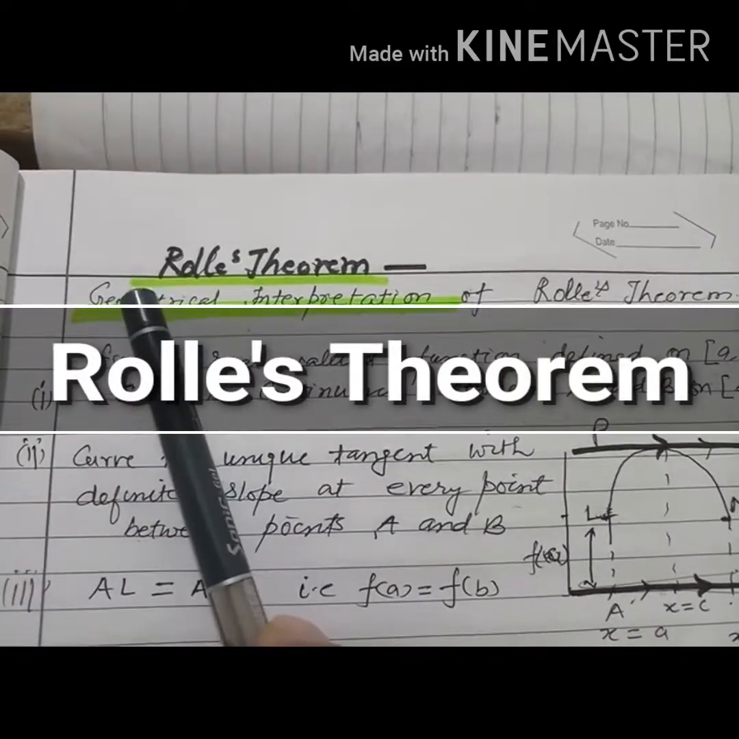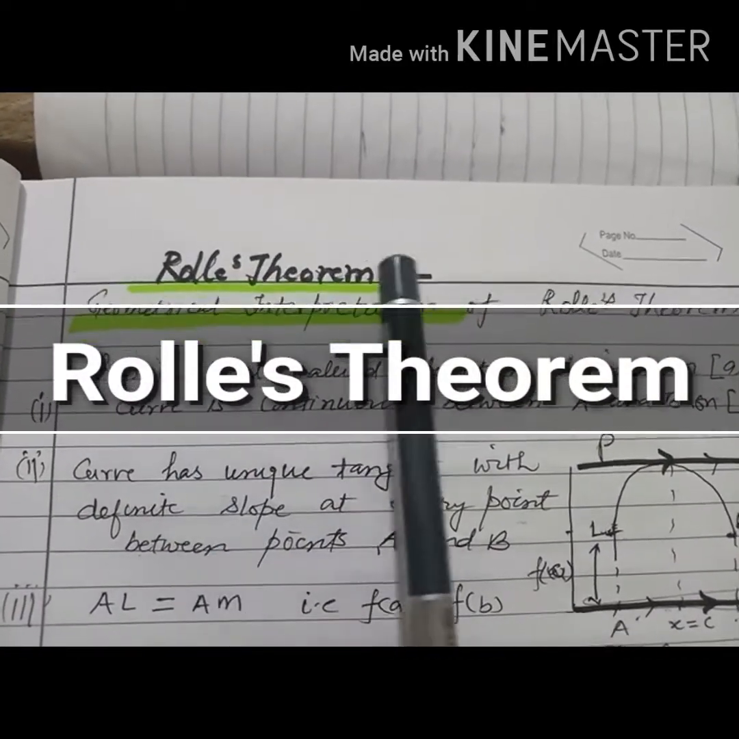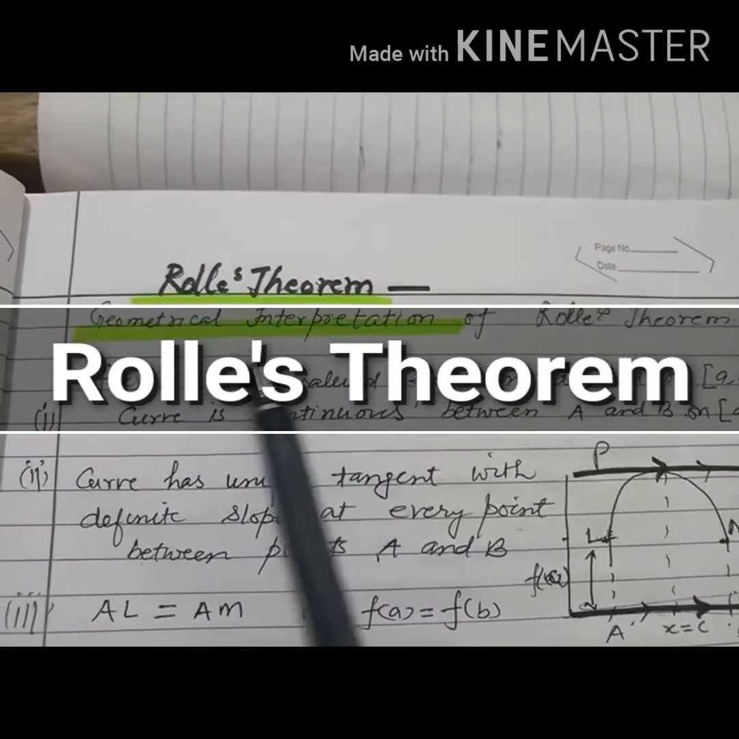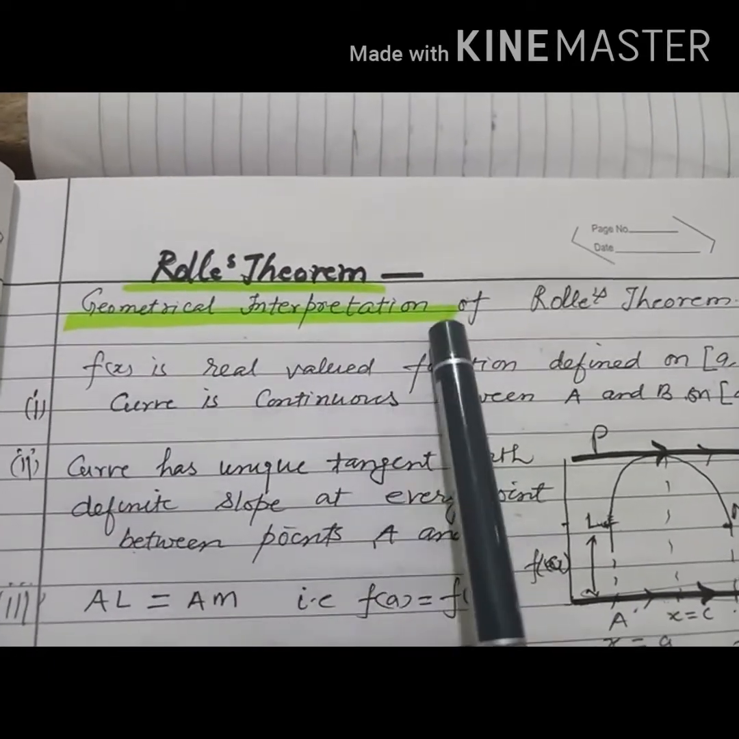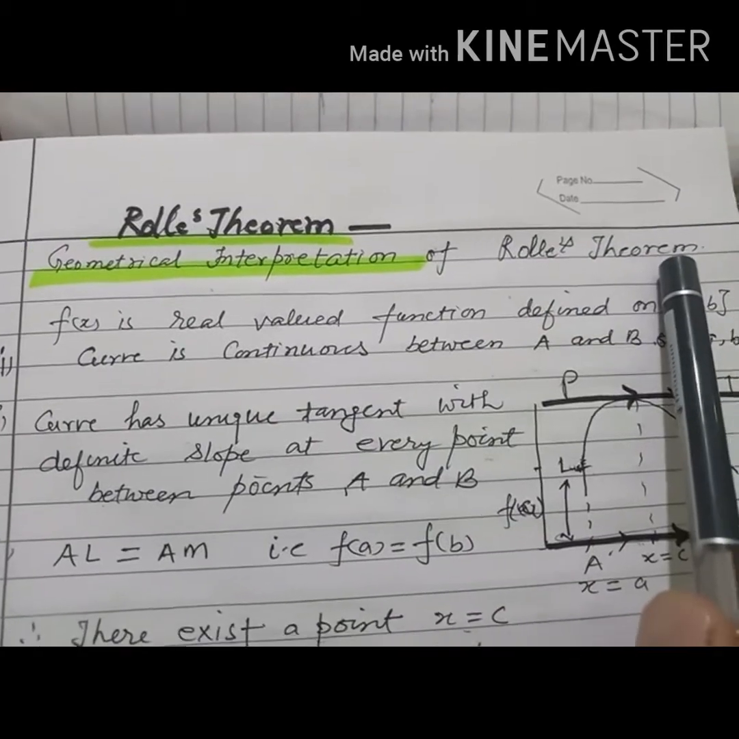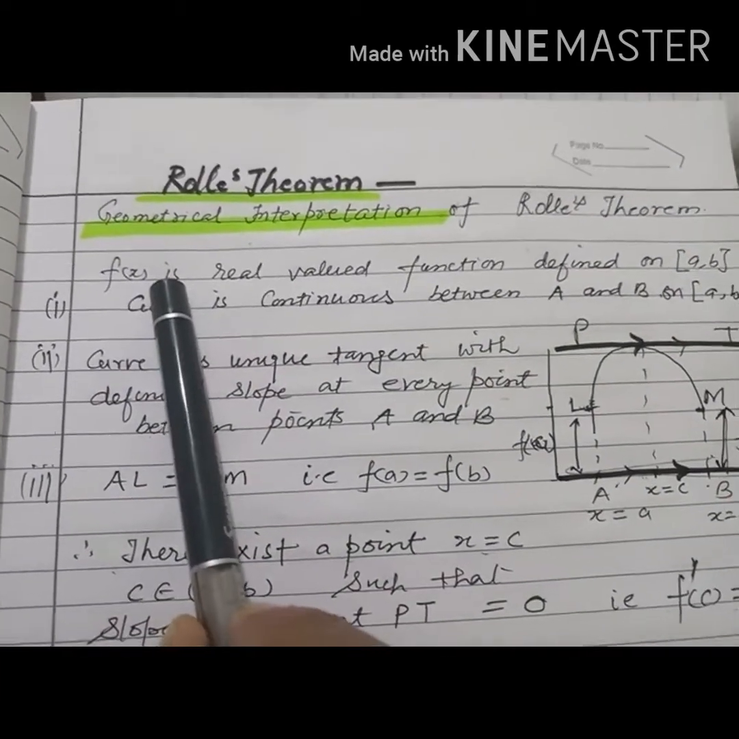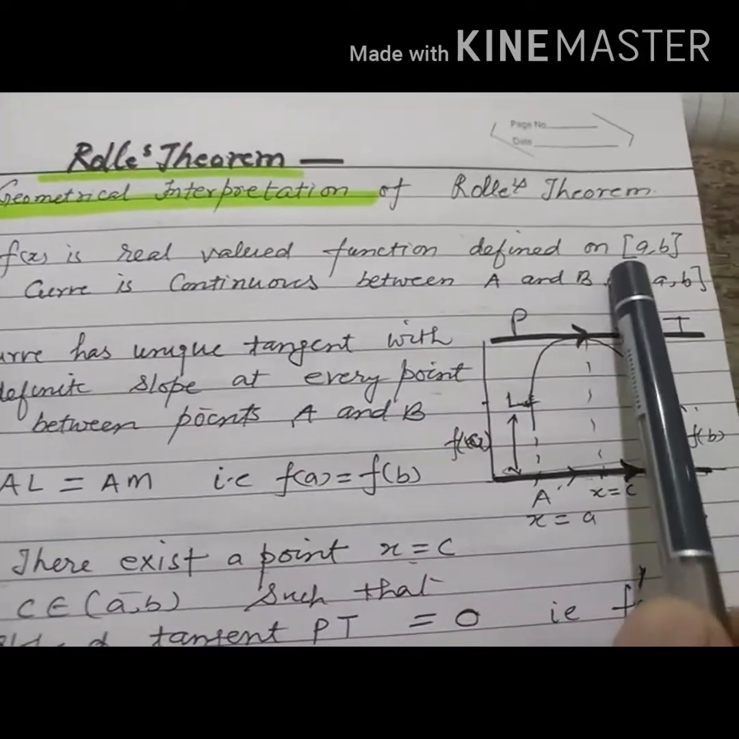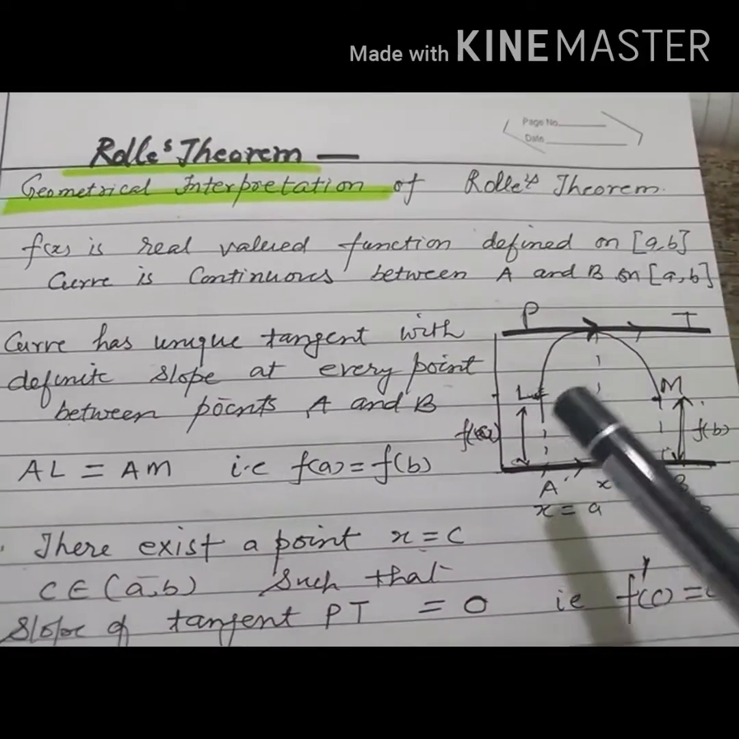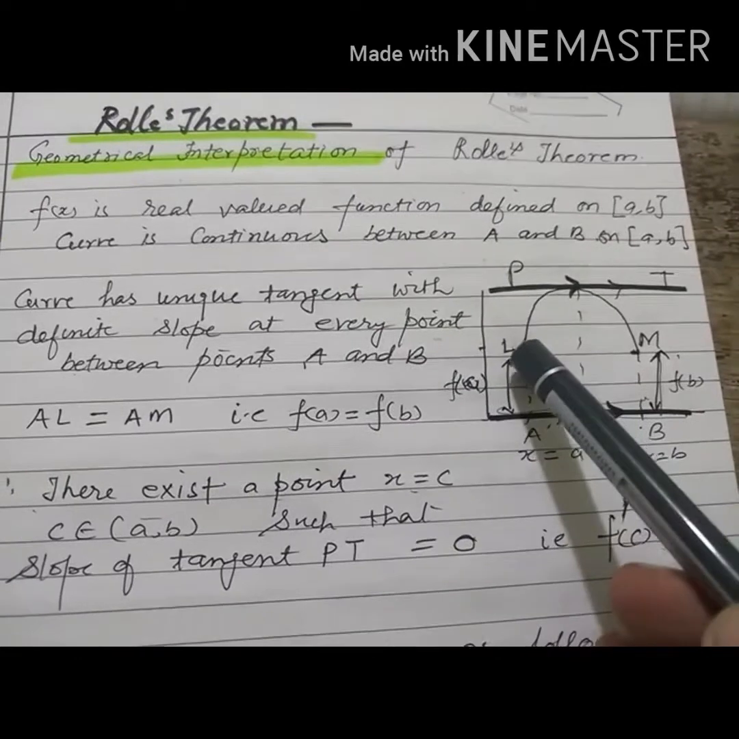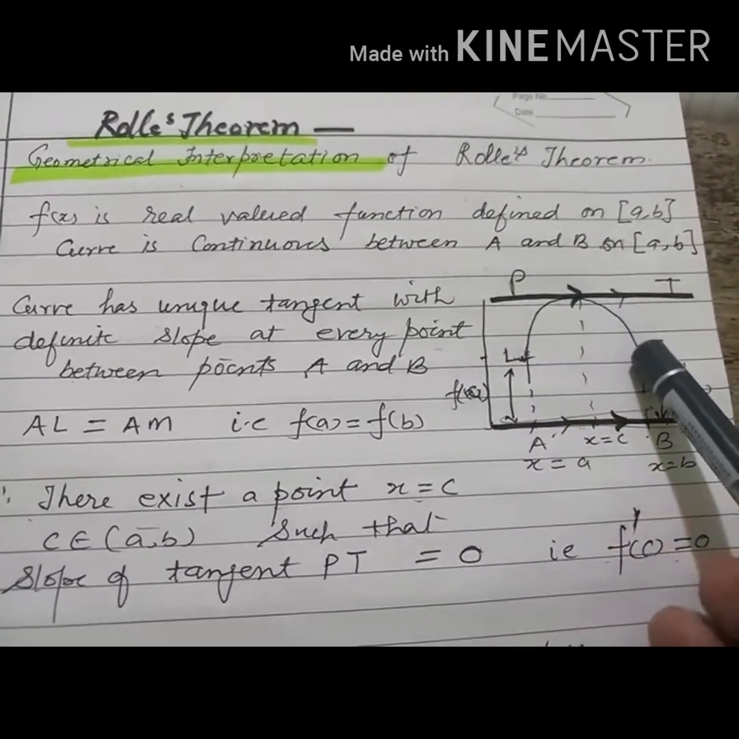Now we take the topic Rolle's theorem. First we look at the geometrical interpretation of Rolle's theorem. We have a function f(x) which is defined in the interval a to b, and I have plotted the graph of this particular function. This has been the graph of this function.